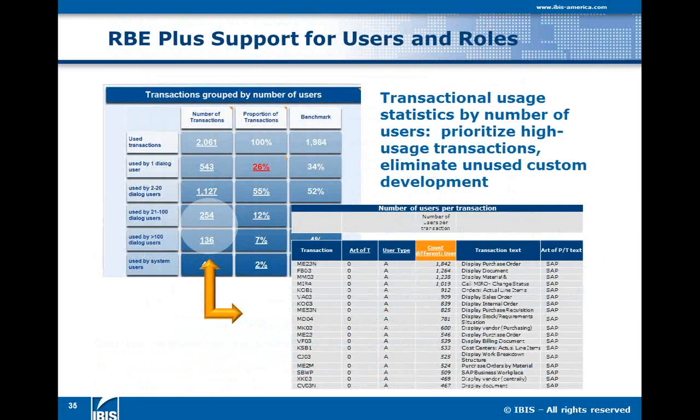We also have an RBE Plus analysis to support you with a better understanding of your user base as well as the roles that are supporting those users. This is a view of how to use the results of an analysis for prioritization. So you can take a look and see exactly what are the high usage transactions, what transactions and objects aren't used so that we can eliminate those from our scope. Again, this is automated. It's a way of quickly understanding exactly how your business is using the system.